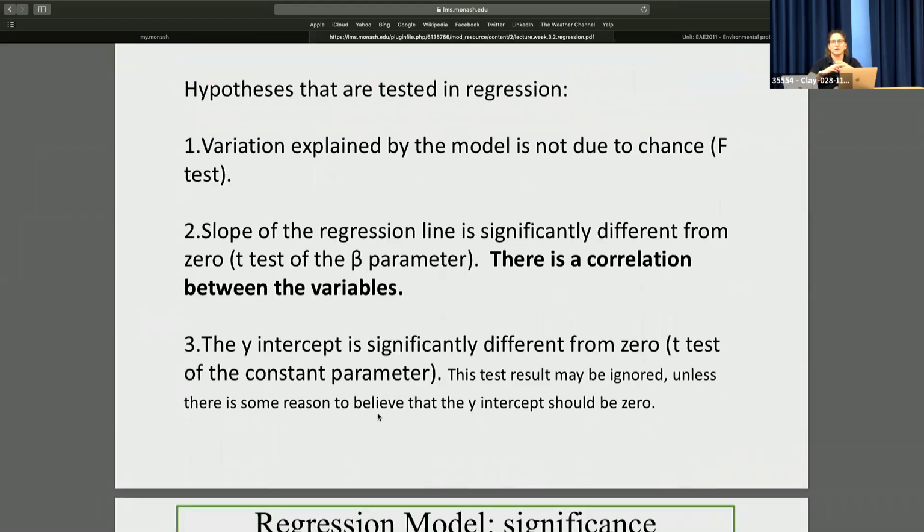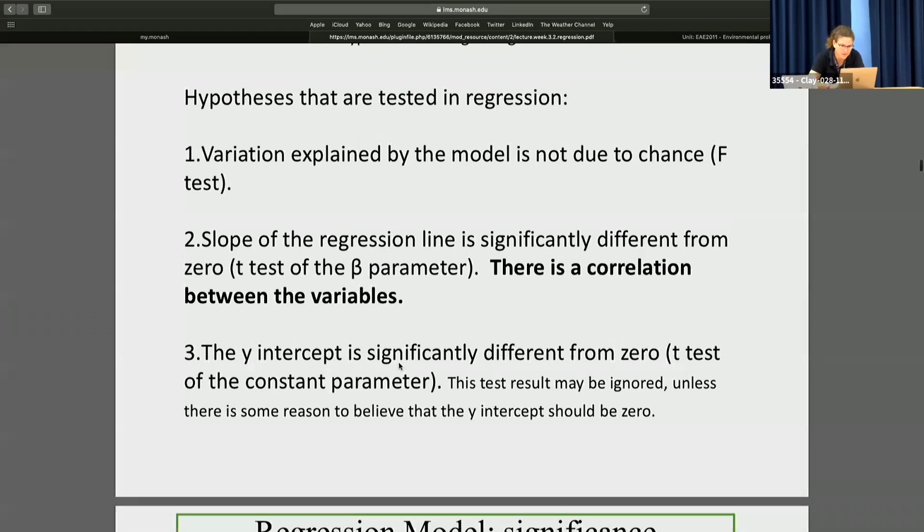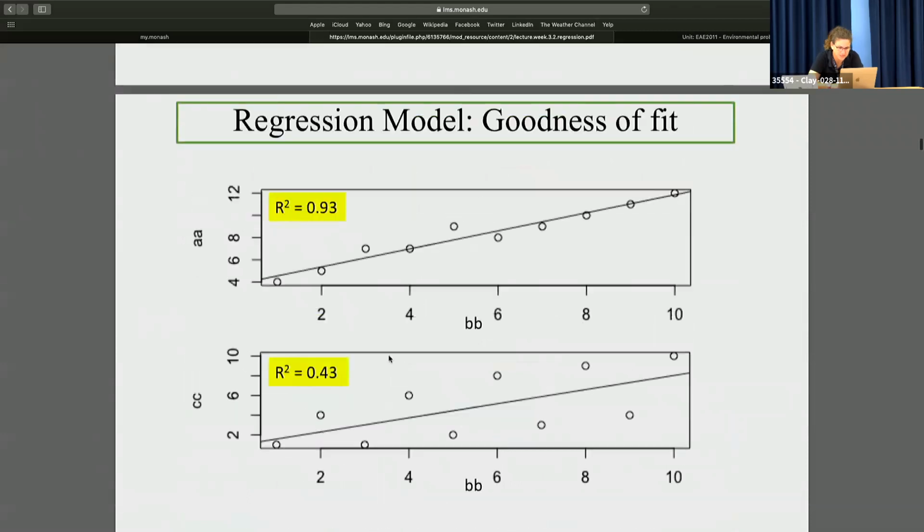And I don't really want to know, but sometimes people want to know, and it comes out in the print, whether the y-intercept is significantly different from 0 or not. I'm going to come back to why we need a test.